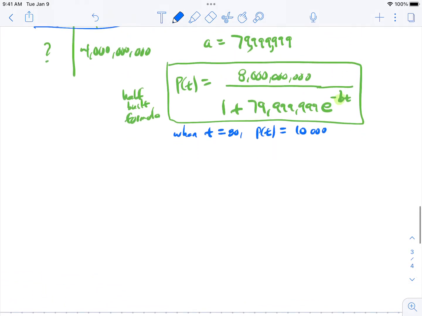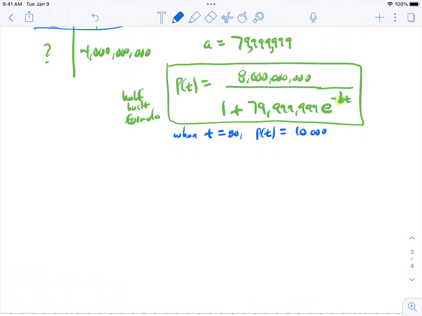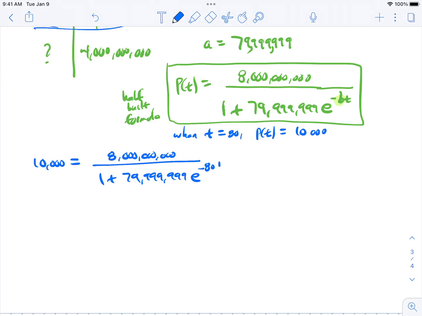Okay, we might need more than just this sheet of paper to do it, but let's do it. So P of T is going to be 10,000 when 1 plus, okay, when T is equal to 80. So I got a negative B times T is going to look like a negative 80, and that's a B. Cool. You want to solve that equation for B?